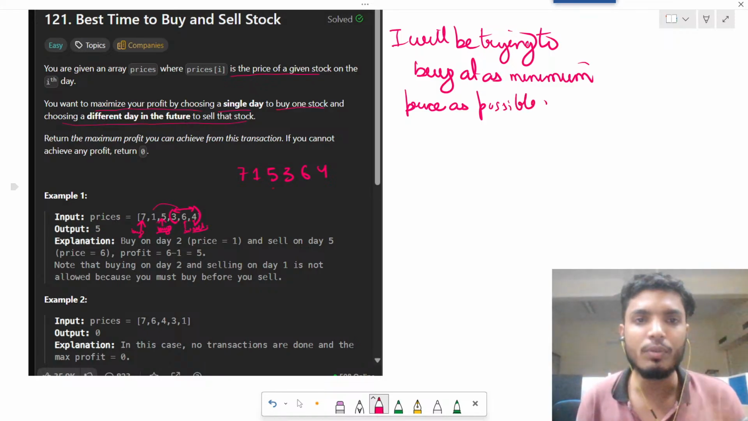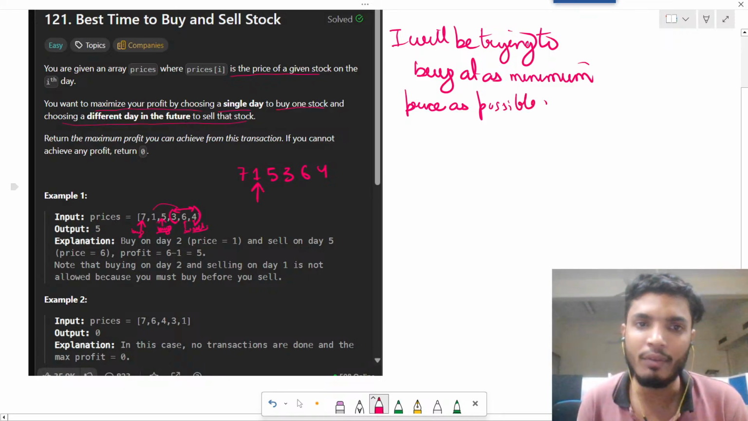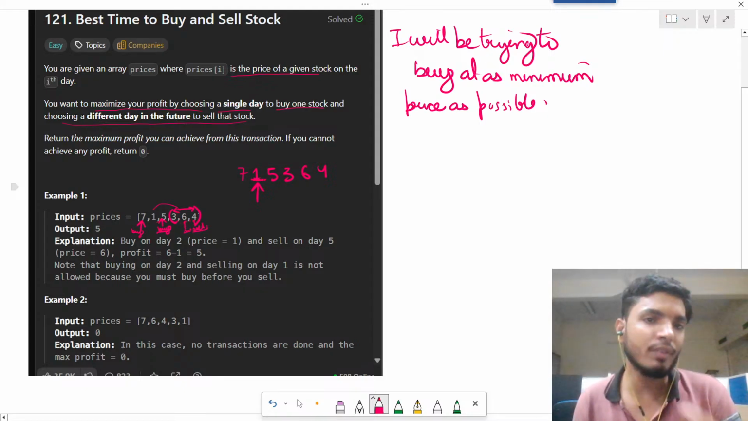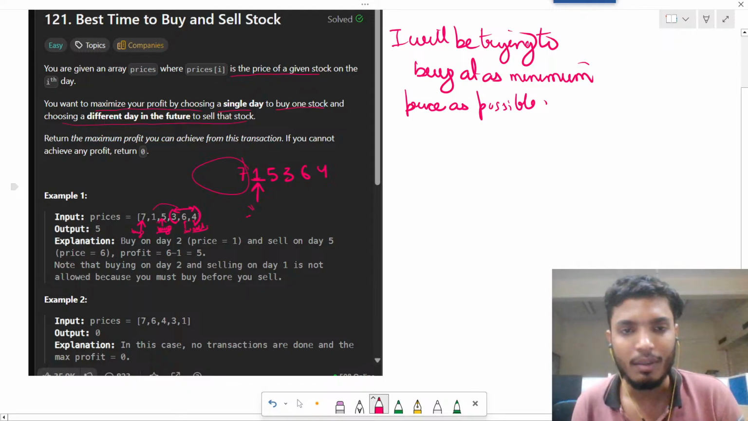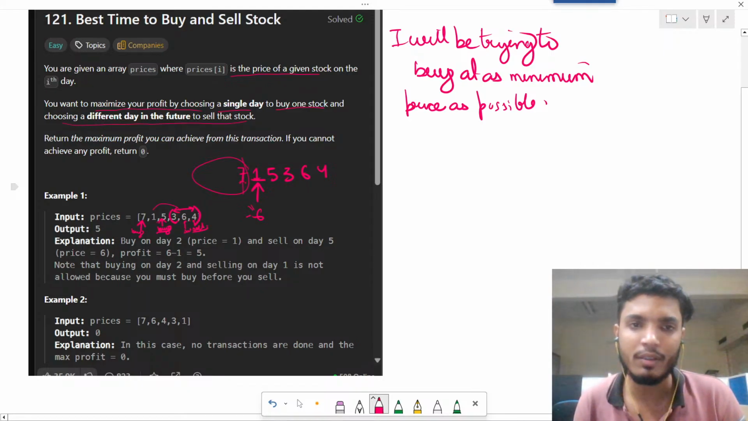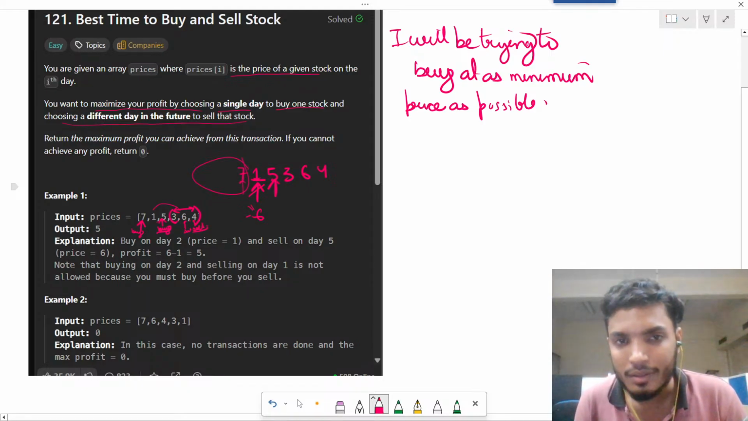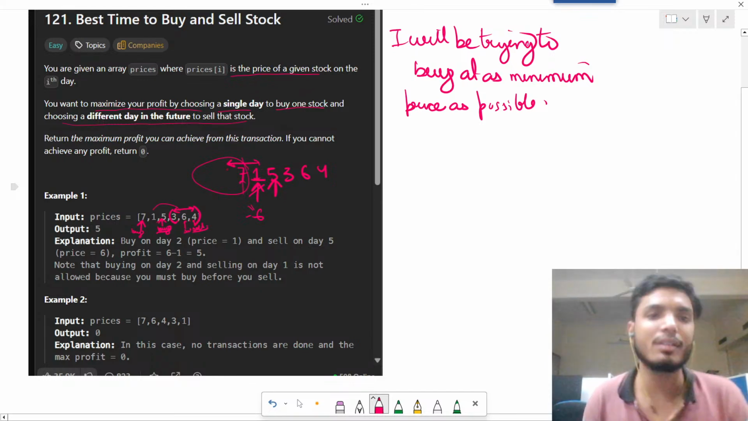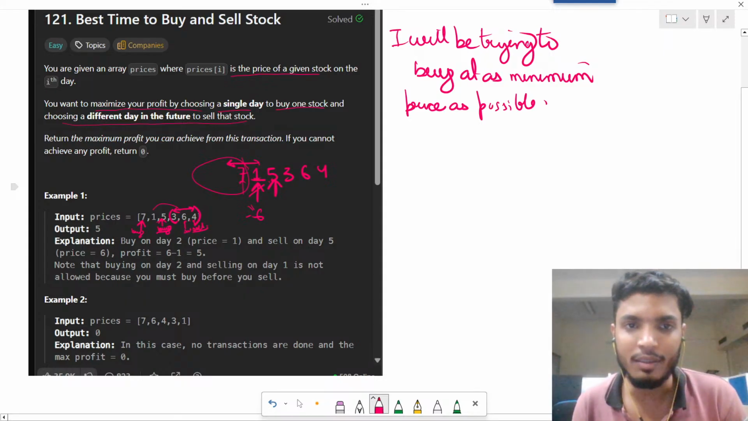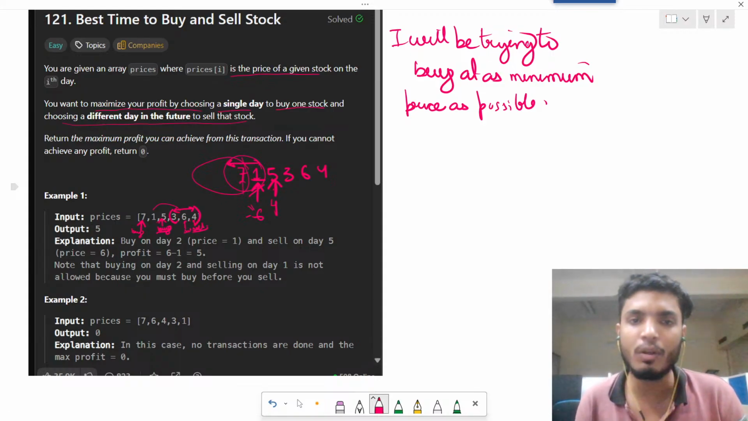And every day, suppose I am at this point and I want to sell here. I should have bought previously, so I will try to find the minimum. If I sell at 1, I will be making a profit of -6 because I had to buy at 7. So what I can say is I can choose the minimum along the previous prices. If I am here, I will choose the minimum, which is 1. So if I sell on this day, the profit will be 4.